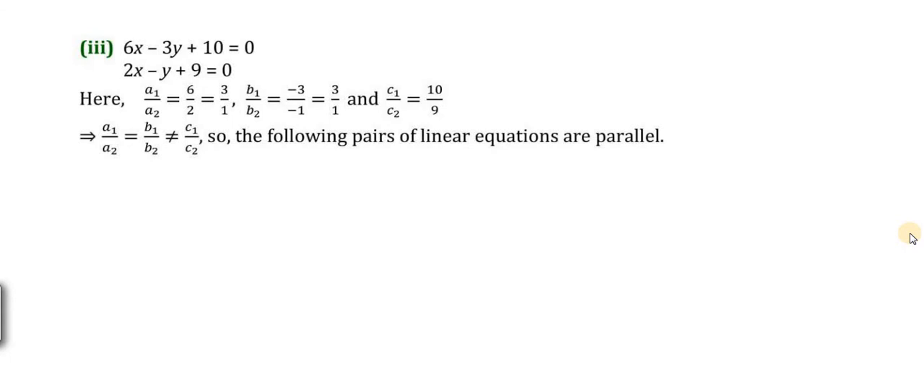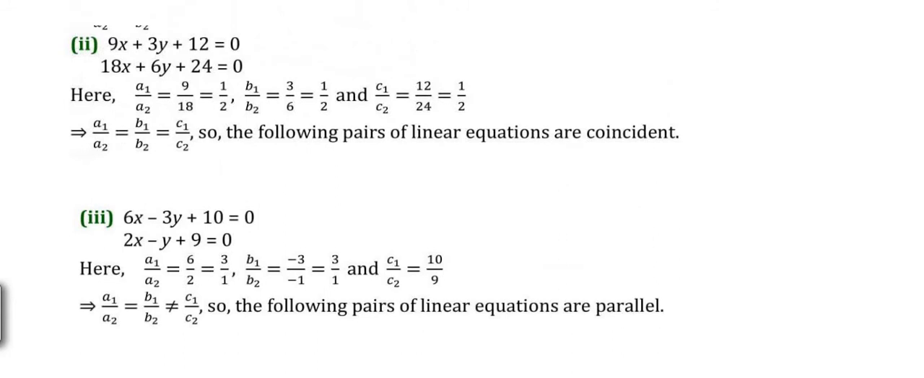And c1 by c2 is equal to 10 by 9. We are not able to simplify 10 by 9 further, because 10 and 9 are not divisible by the same number. So therefore a1 by a2 is equal to b1 by b2 and is not equal to c1 by c2. So the following pair of linear equations are parallel according to the third condition.